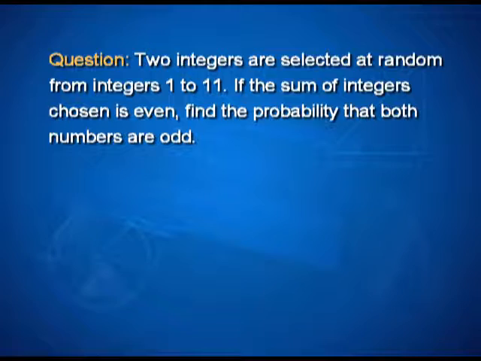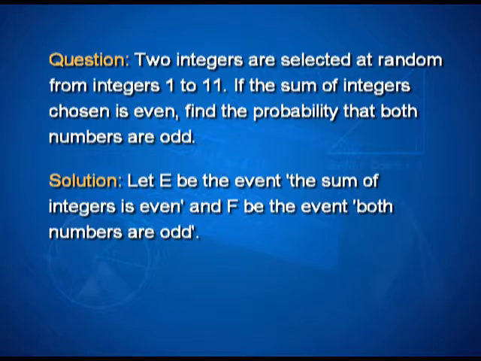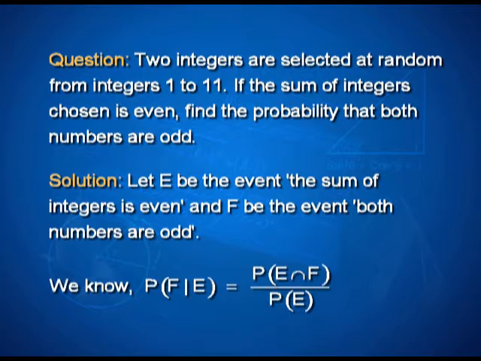Let's consider one more application of conditional probability. The problem states that two integers are selected at random from integers 1 to 11. If the sum of integers chosen is even, find the probability that both numbers are odd. So, let's begin by defining the events E and F. E, the sum of integers is even. F, both numbers are odd. Then, as per the formula, probability of F given that E has occurred is same as probability of E and F divided by probability of E.